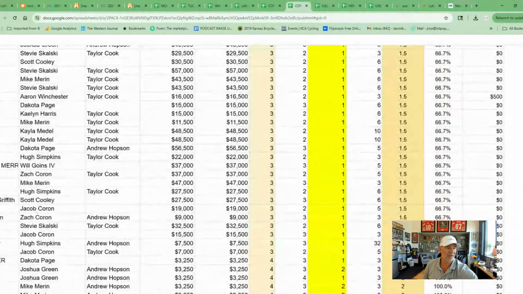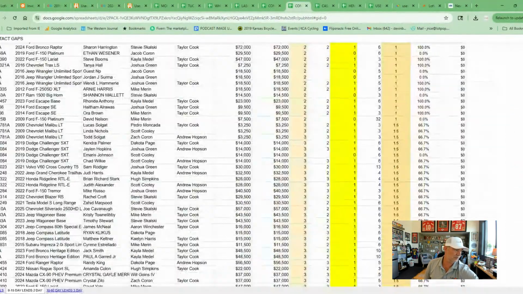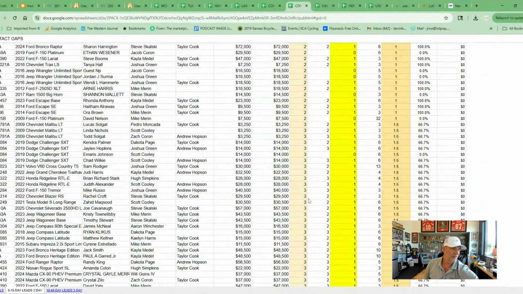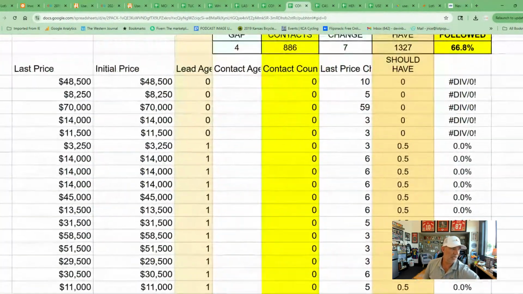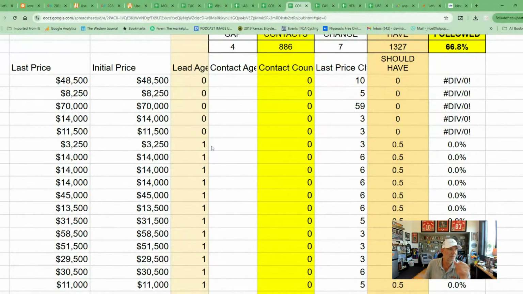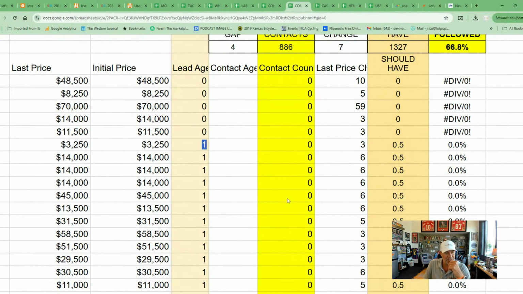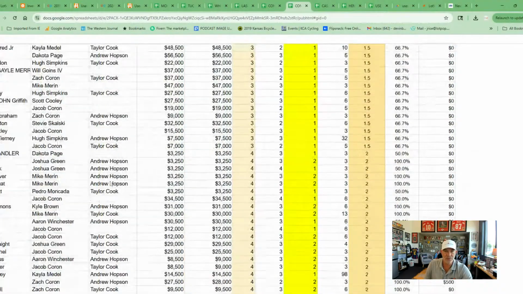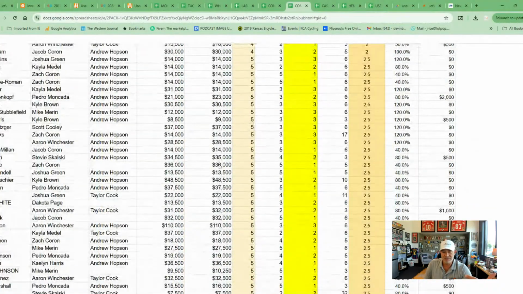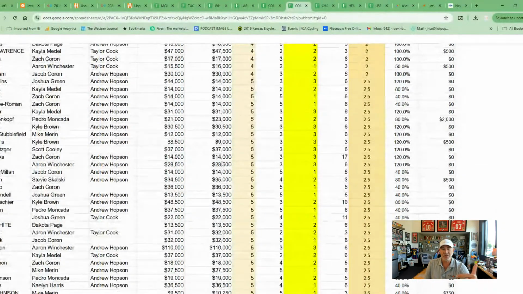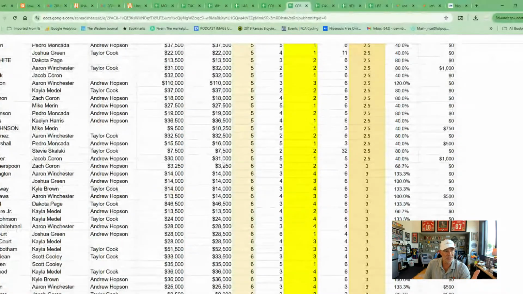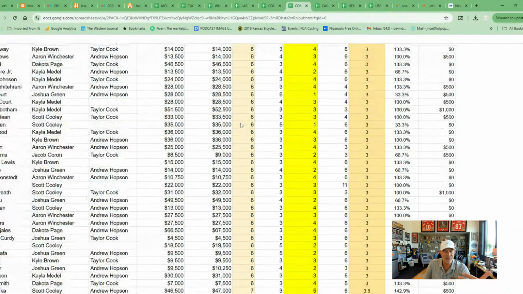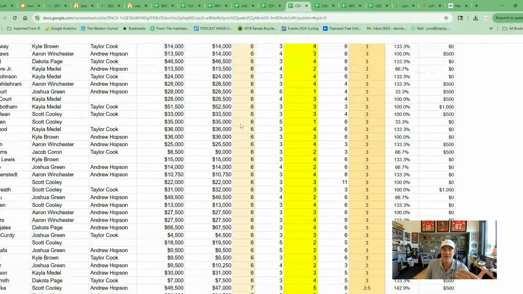Now, what I'm going to have you look at is one thing: how old the lead is, 1 day old, how many contacts have been done at that dealership, and then how many should have been done. So here's the math. I think on any lead that's less than 2 weeks old, we should be reaching out probably every day, every other day, right? So what my math was doing is saying, on these leads I should be reaching out at least every other day.